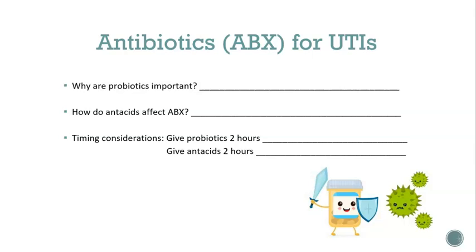So for our timing considerations, we want to give probiotics 2 hours after the antibiotic because remember the antibiotic kills both good and bad bacteria. So we give the antibiotic first, allow that to start working, and then we give the probiotic to put the good bacteria back into the gut. And then we want to give antacids 2 hours either before or after we give the antibiotic.